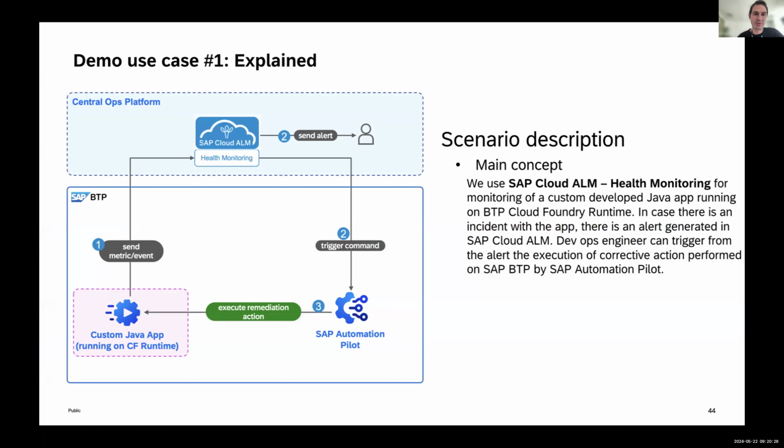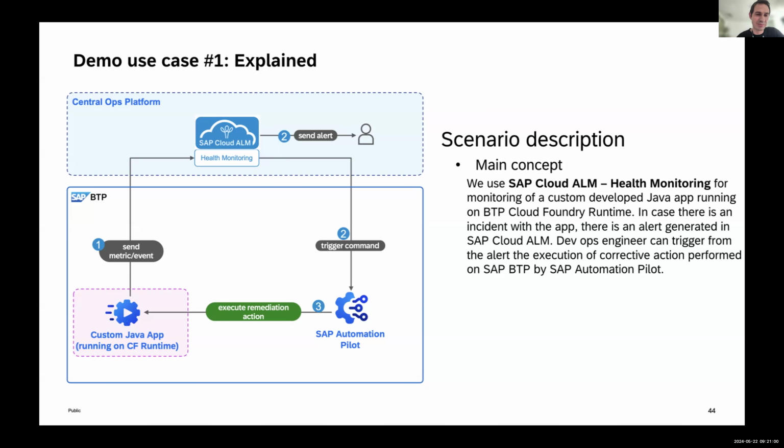And just a very quick walkthrough of the diagram behind what we're going to see. Within the first demo, we have a Java app that is deployed in our space, and it is integrated, as I mentioned, to SAP Cloud ALM, and that's the health monitoring. So health monitoring can consume particular metrics and events from that application.